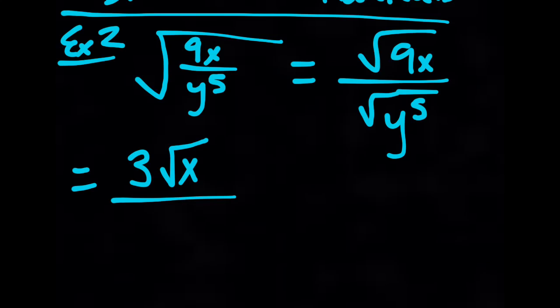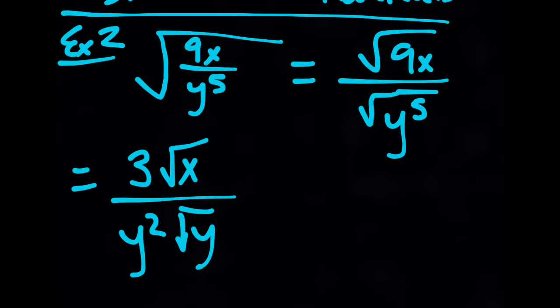So on the bottom, I'm going to have y to the second and the square root of y. Wait, you don't put those together? Because if I divide this y to the fifth, the 5 by 2, it goes in there twice with a remainder of 1, and the remainder is how many y's go on the inside.